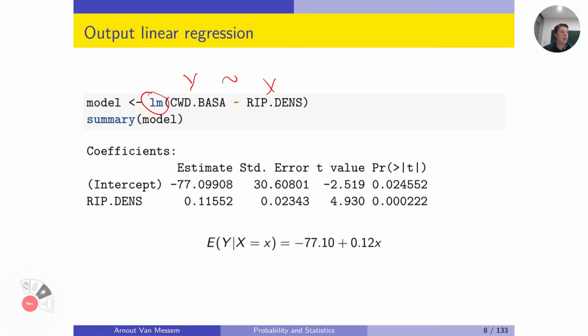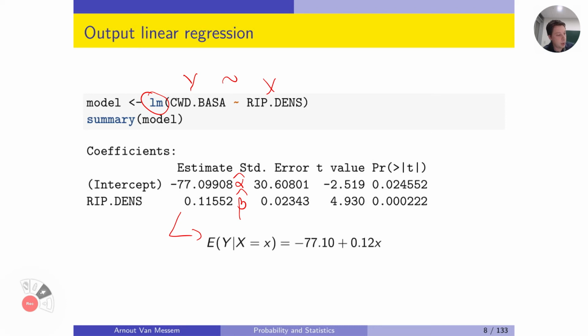If we then look at the model through summary(model), we get estimates for the coefficients. We get an estimate for alpha here, which is minus 77.09908. We get an estimate for beta, which is 0.11552. With these estimates, we can then also find the expression for the model. So our model, the average outcome, is minus 77.10 plus 0.12 times x. So on average, the basal area is minus 77.10 plus 0.12 times the tree density.